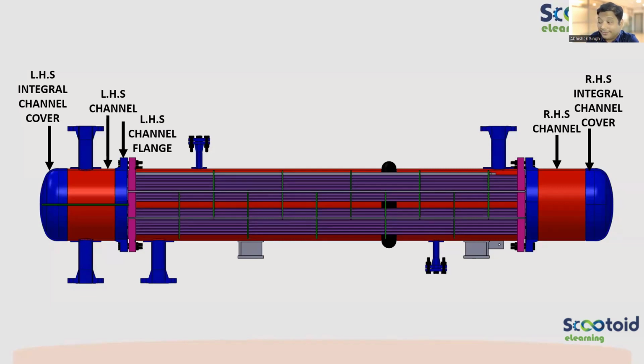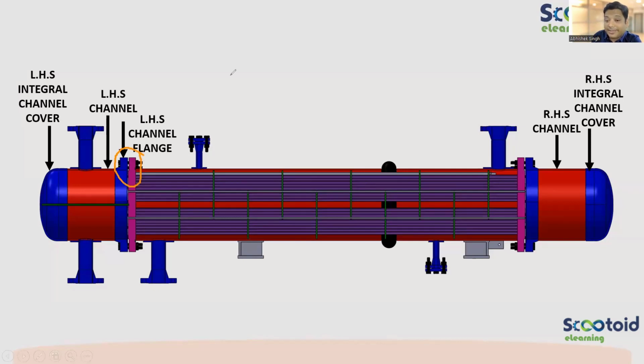Flange is bolted, not welded. Flange is welded with the channel, but bolted with tube sheet. Okay. So there can be other configuration possible at this end. This is one of them. So we'll see that also.